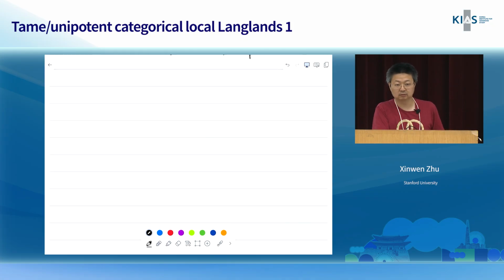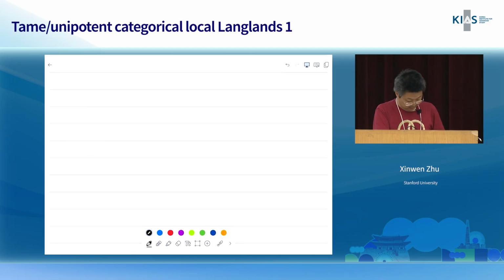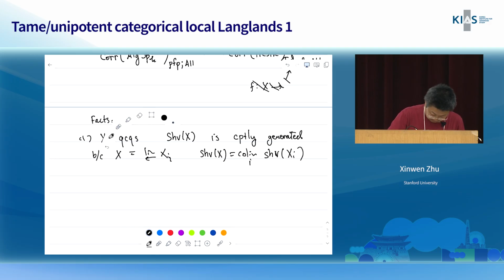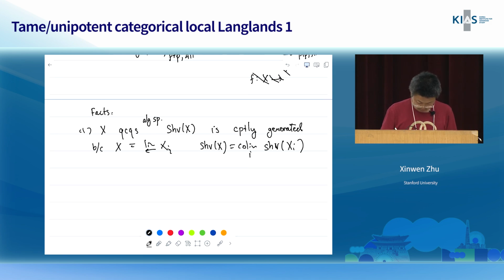Yes, question? X is an algebraic space, a quasi-compact algebraic space. And transition maps in the colimit are lower shriek? Transition maps are upper shriek.